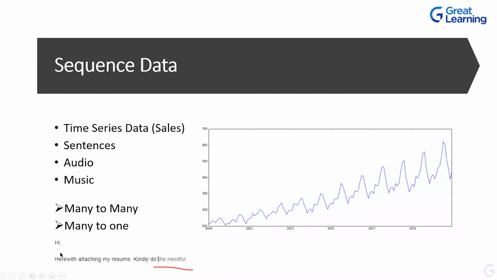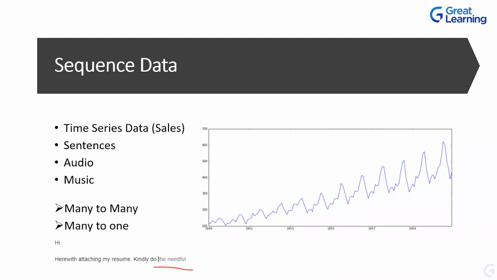And if you look at the example that I've shown here, I'm not sure if it will be visible if you are watching on mobile. But if you are typing something in your Gmail, let's say "attaching my resume, kindly," it will automatically say "do the needful," right? It will automatically predict that for you. This is possible because it is sequential data, and because of an RNN, the algorithm which we are going to learn today. This is once again a neural network model, but it works on a sequential basis.